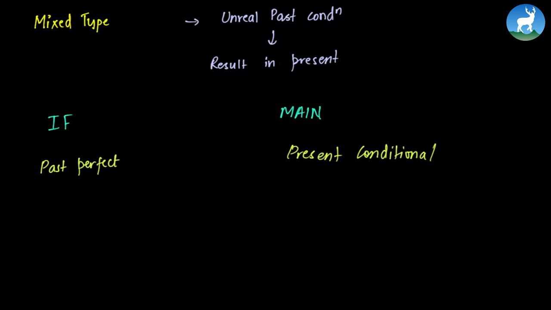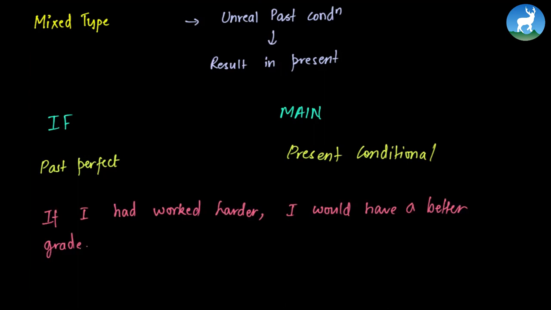For example, if I had worked harder, I would have a better grade. Now here, if I had worked harder is the past perfect tense, and it's unreal because this is already gone and you can't do anything about it. I would have a better grade. So would is the conditional, while have states that it's in present form. So would have a better grade is in present conditional form.